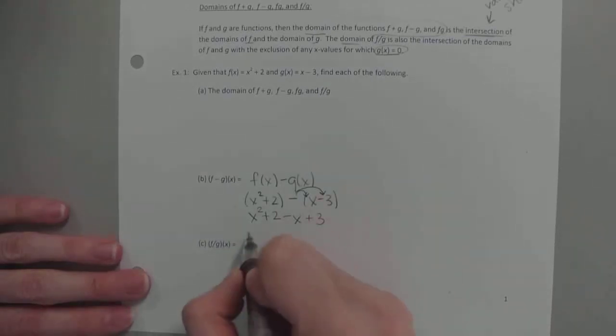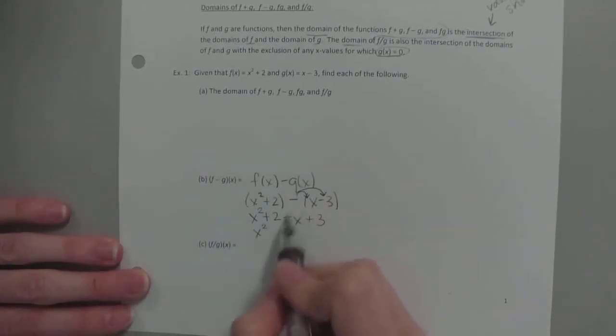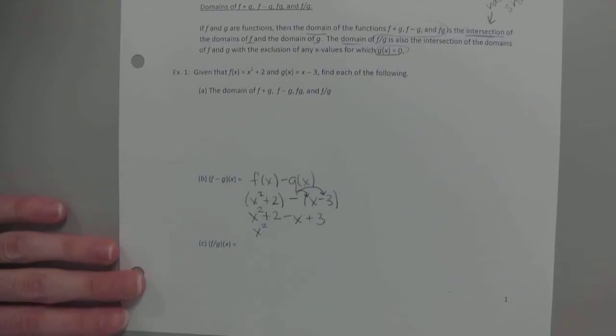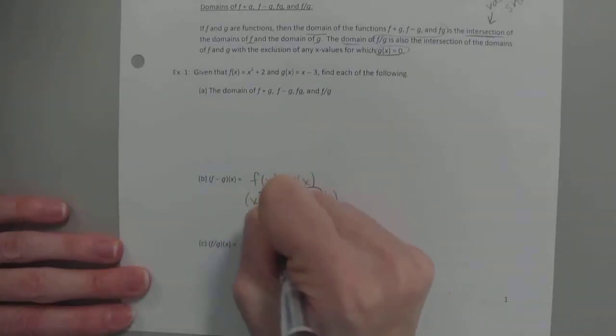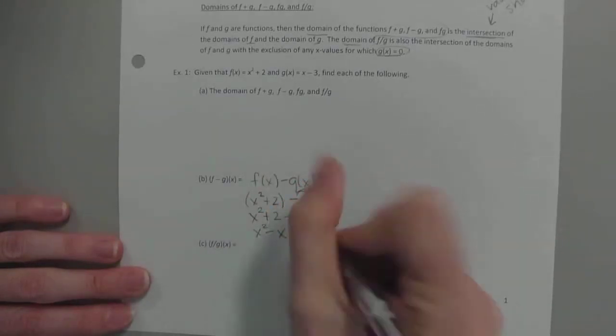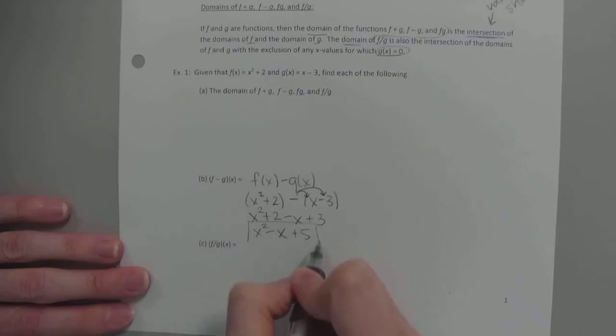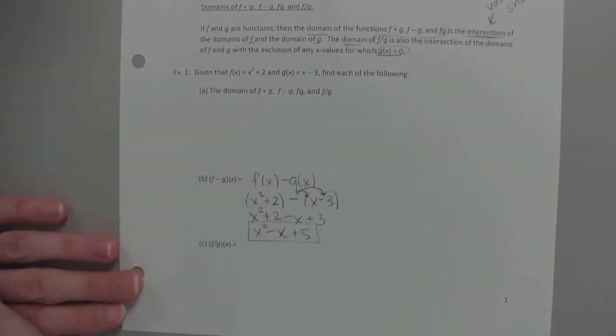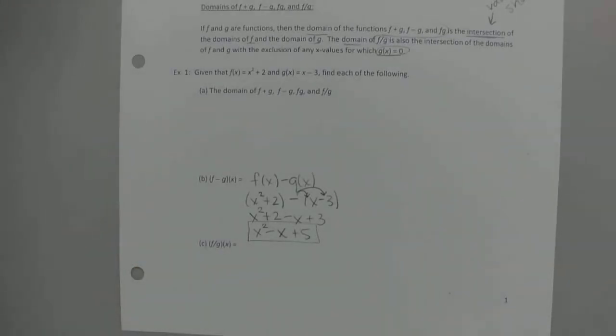Are there any other x squares to combine with the x squared? No, so it's going to stay x squared. Is there any other x's to combine with that x? Nope. And then can we combine our constants? Yes. A positive 2 plus a positive 3 will give us a plus 5. And you guys just found f minus g of x.